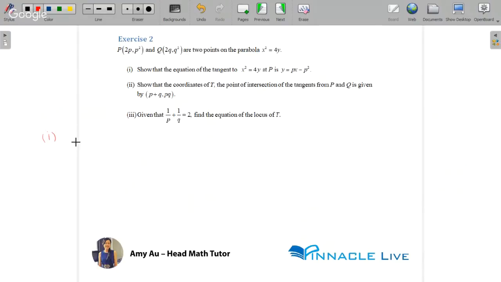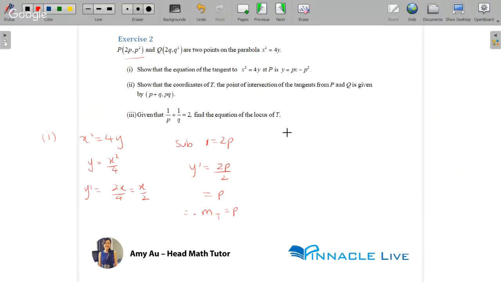So remember, the first step is find the gradient of the tangent. So we are going to start with the equation and differentiate it first. And sub x equals 2p because we're working with that point, yeah? So y dash is equal to 2p on 2, which is p. So that means the gradient of the tangent is p.